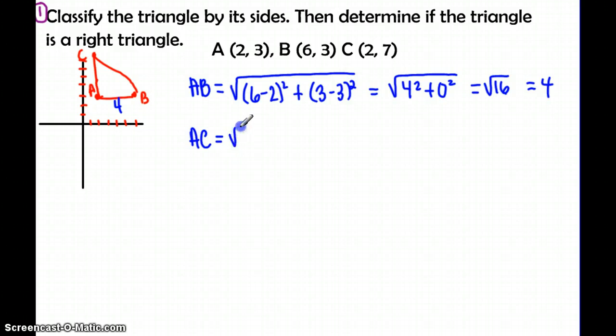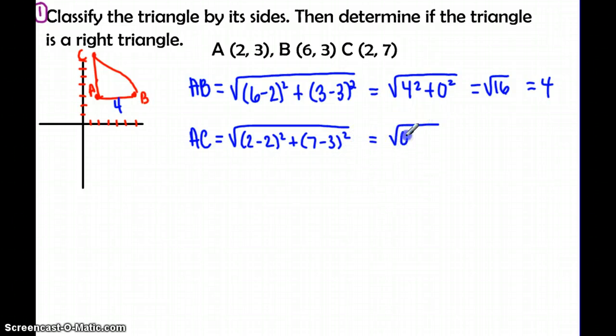So AC, I want to use the distance formula again. So 2 minus 2 quantity squared plus 7 minus 3 quantity squared. So I have 0 squared plus 4 squared. Square root of 16, that equals 4. So it looks like these two segments are congruent, so I know I'm looking for at least an isosceles triangle, but we have to check our last side.